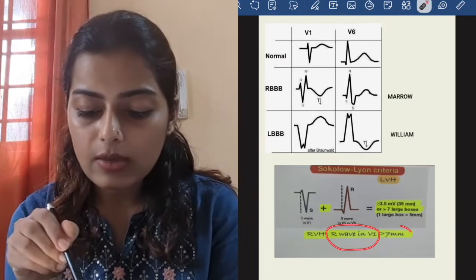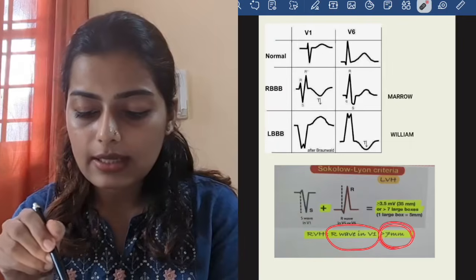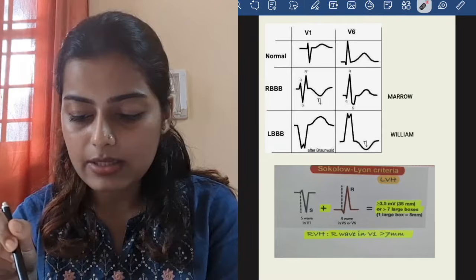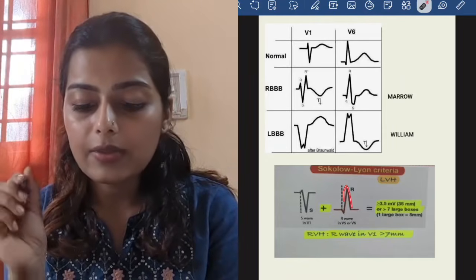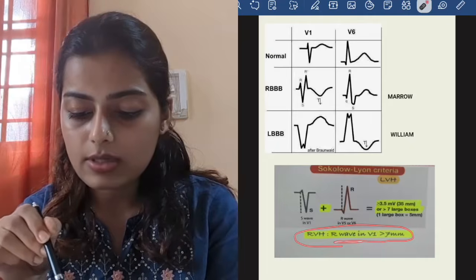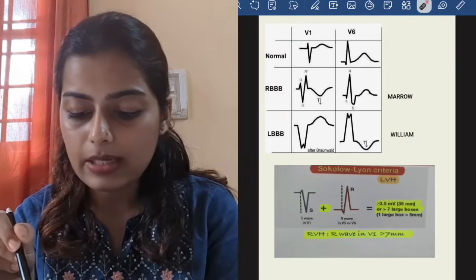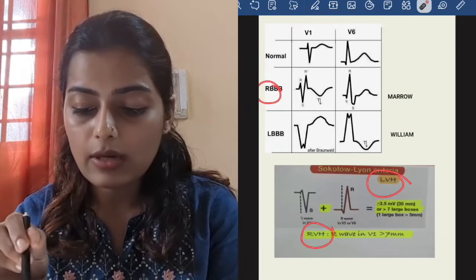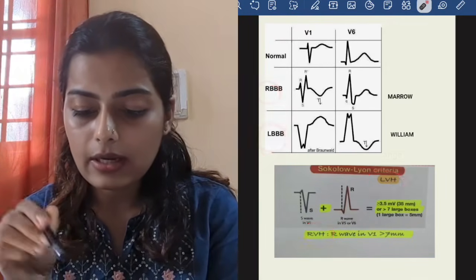Similarly, for right ventricular hypertrophy, we should just take the R wave in V1. If the R wave in V1 is more than 7 millimeter, then the patient has right ventricular hypertrophy. R wave in V1 is the positive wave. If the positive R wave in V1 is more than 7 millimeter, then the patient has right ventricular hypertrophy. So this is about left ventricular hypertrophy, right ventricular hypertrophy.